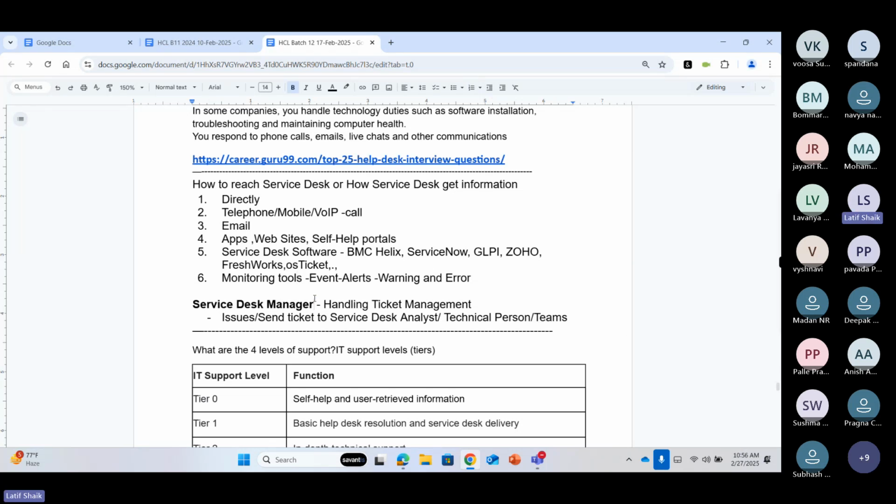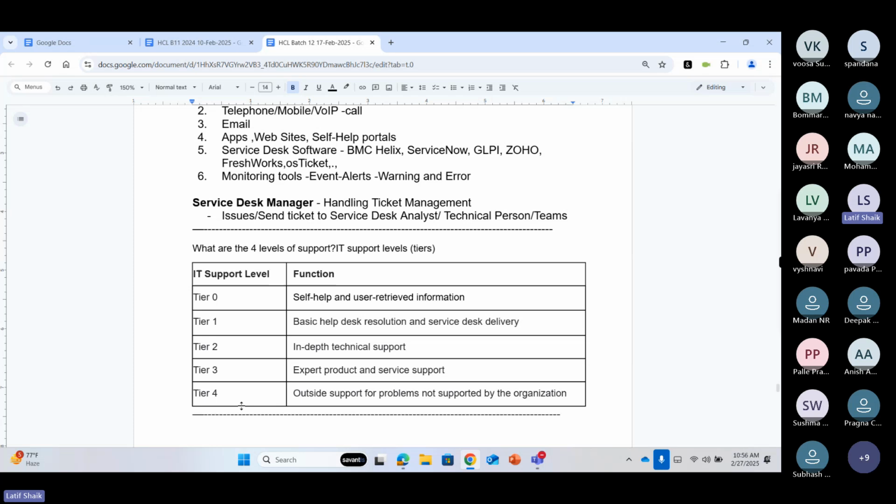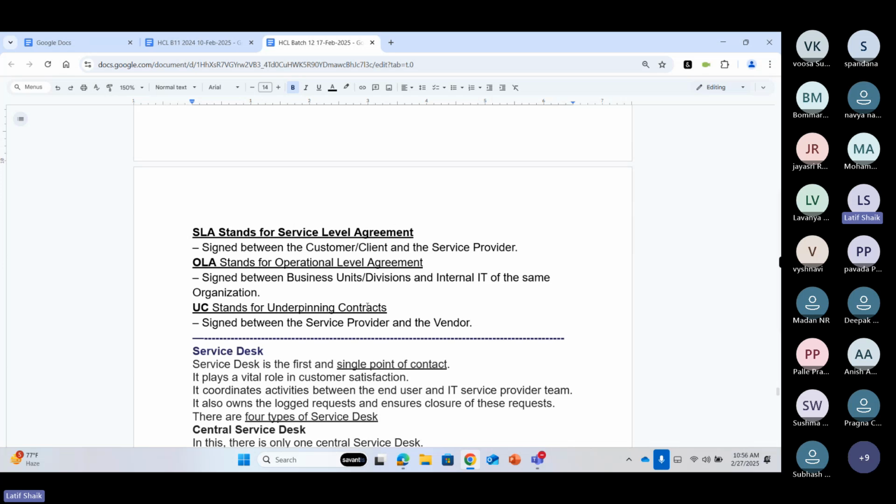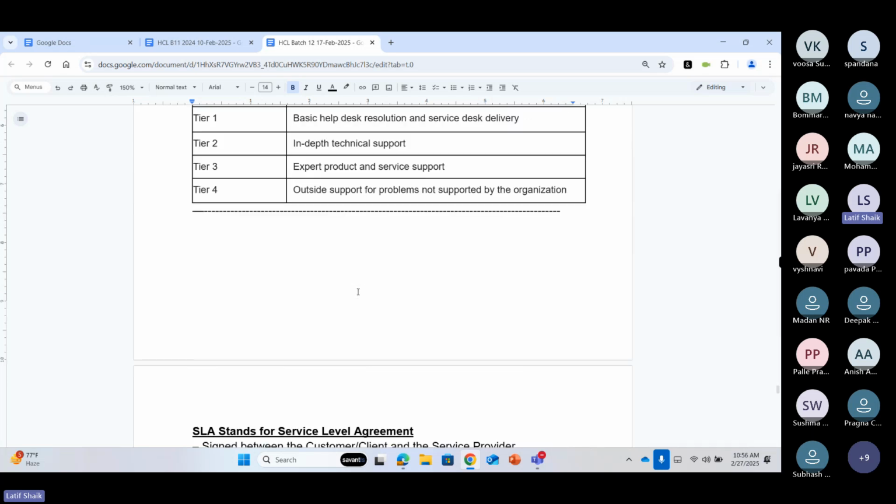The service desk manager handles the ticket management system: who or what type of issue it is, who can handle it, which team is available, or which service desk analyst is right now available. He will assign that one. There are different levels of support: level 0, level 1, level 2, level 3. Up to here, we discussed yesterday.